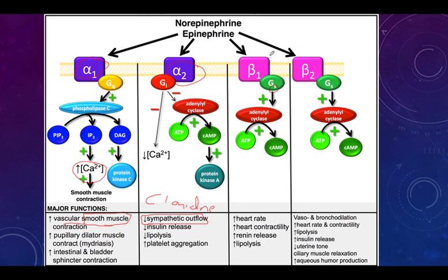Example of GS, definitely know this, right? Beta 1, love beta 1, it's in the heart. And when that's stimulated, you get an increase in cyclic AMP, and you get this, right? Test question. Okay, another example of GS is beta 2, and that is in the lungs, so that's also important to know. Bronchodilation, because remember this is sympathetic. I think that's all I really want you to know from here.